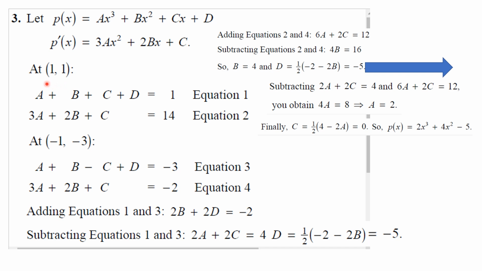Then I plug in (1, 1), I get these two equations. And when I plug in (minus 1, minus 3), I get these two equations. So I have 4 equations and 4 unknowns. You know how to solve those. And if you solve those, what you will learn is that A is 2, B is 4, C is 0, and D is minus 5.